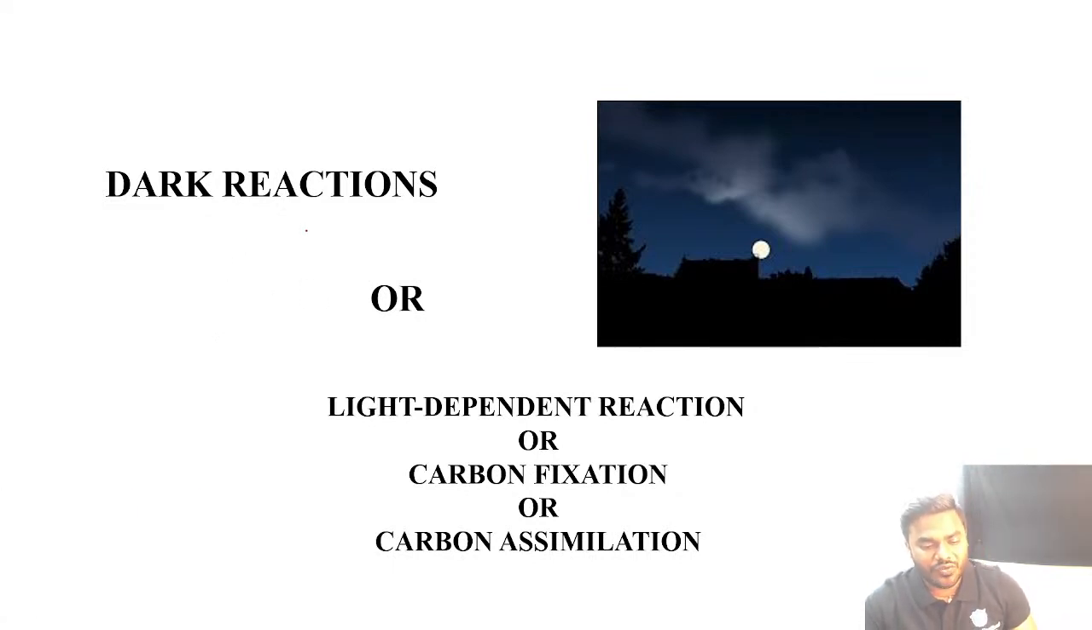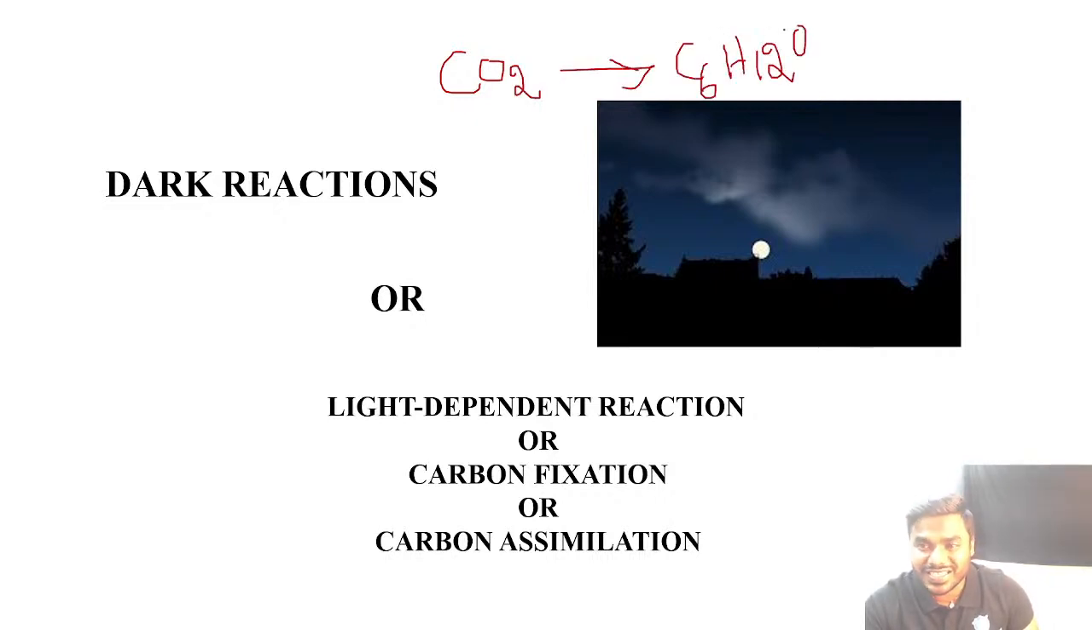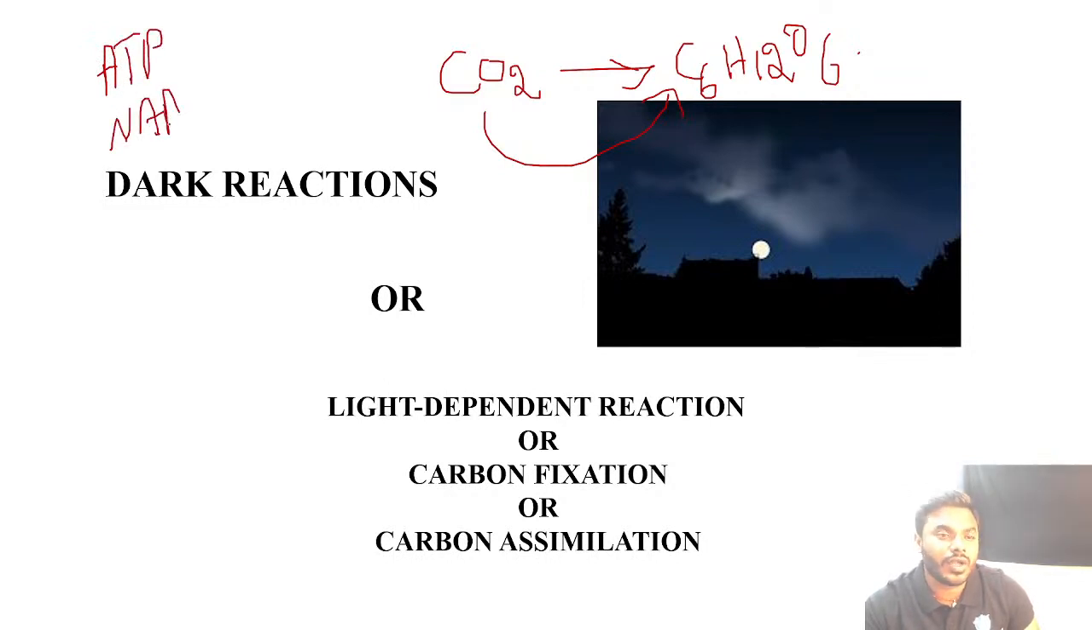So what is next, friends? Dark reaction. If you quickly recall, what is the ultimate goal of photosynthesis? Conversion of carbon dioxide into glucose. This is the ultimate goal of photosynthesis. But what we read is that the plant can't fix carbon directly into sugar. So for that, what do we require? We require ATP, we require NADPH. That is what we have done.